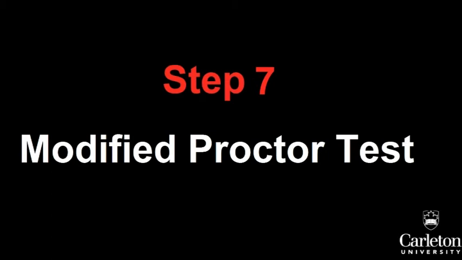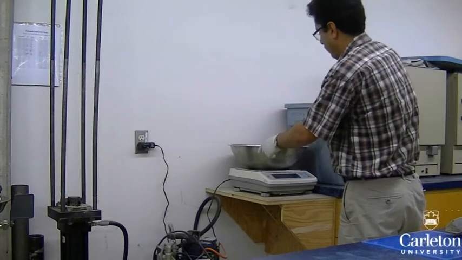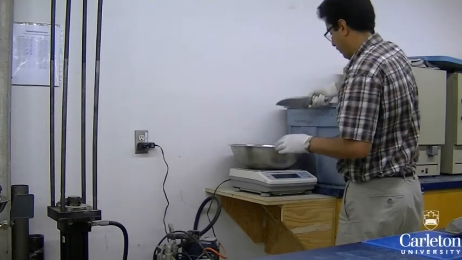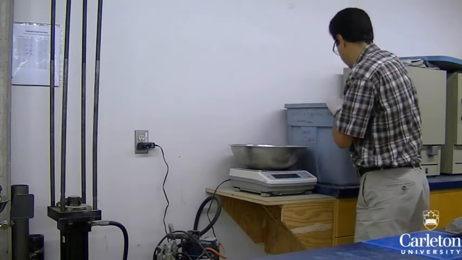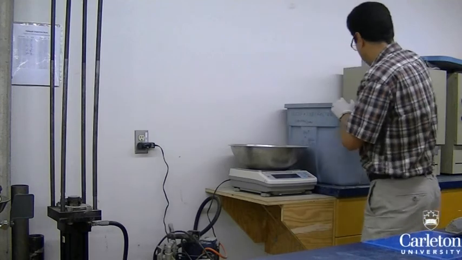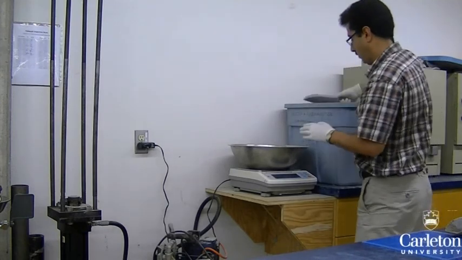Since the degree of compaction depends largely on the amount of compaction energy applied, we will be conducting the Modified Proctor test, which applies more compaction energy. For this test, you will need a new soil sample. Once again, fill an empty container with about 6 pounds or 3 kilograms of soil. The Modified Proctor test is performed very similarly to the standard Proctor test.